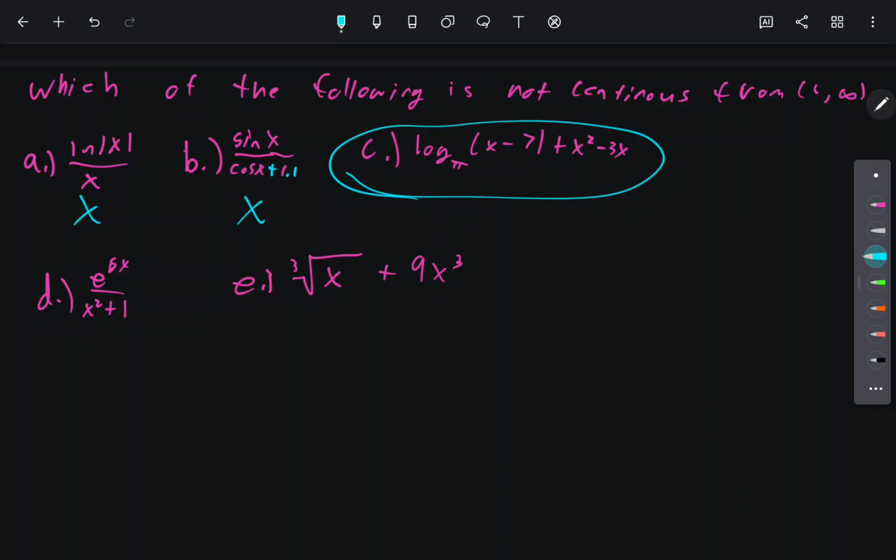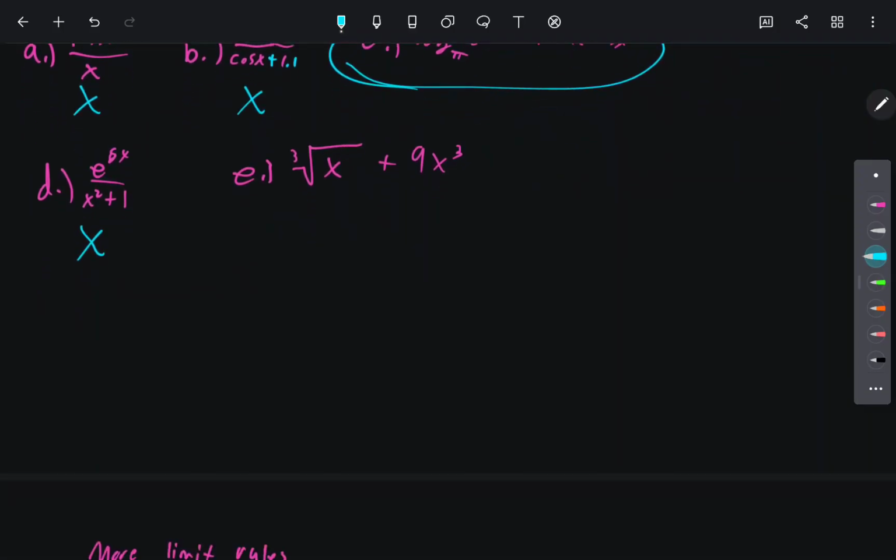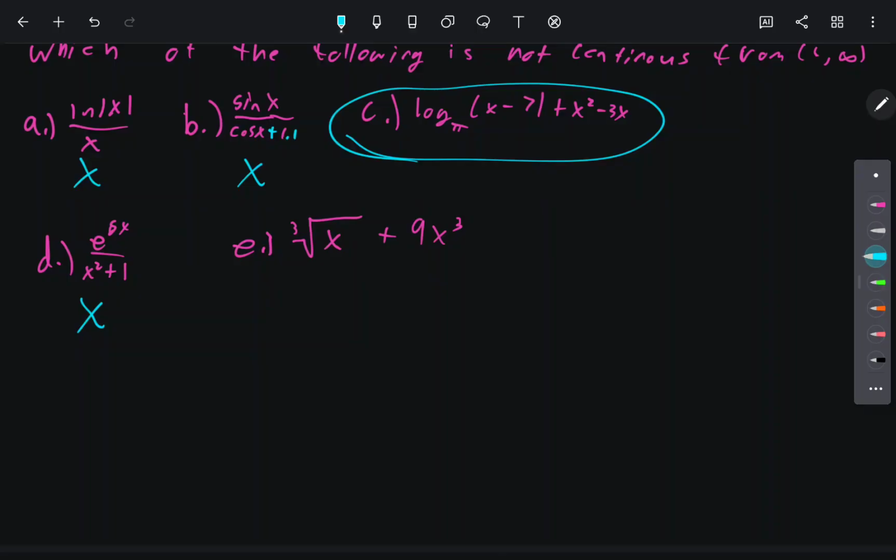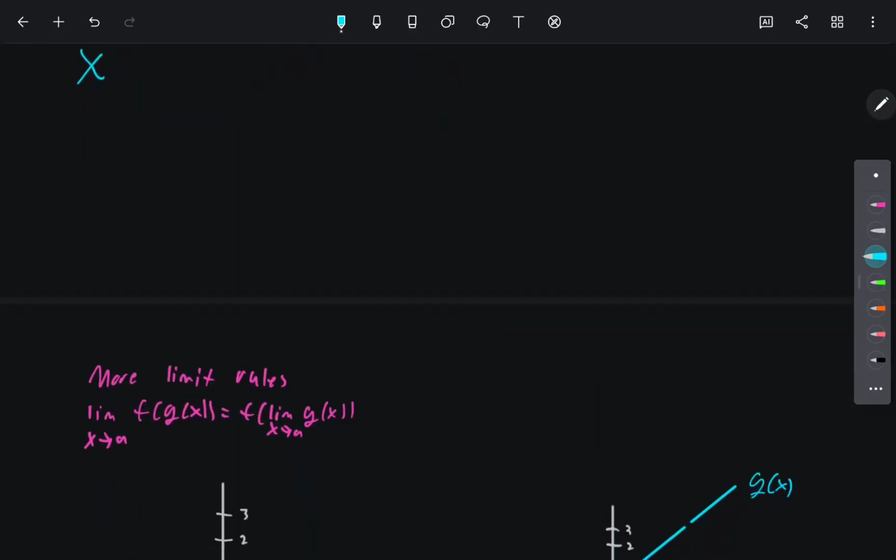also work. So e to the 5x, that is a continuous function. And we have that over another continuous function, and this denominator is never going to be 0, so this is continuous. And then finally, we have an odd root, which we know this is all real numbers for where it's continuous, and this 9x cubed, which is also all real numbers since it's a polynomial.